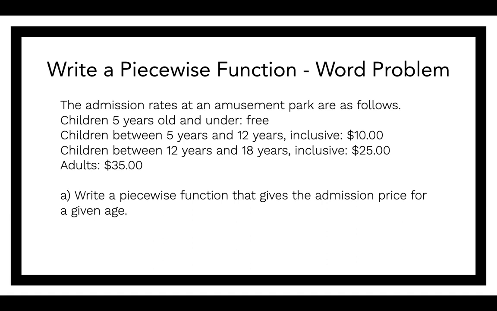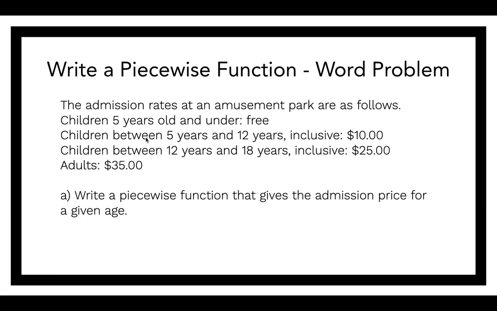So for the first one, it says children 5 years old and under are free. So that means anyone between the age of 0 and 5 is free. And when you're talking about age, you don't normally have to say a number like 0, but we don't have negative ages. So whenever you're talking about it in terms of the function, you do want to set that lower bound of 0, because it won't make sense in this context if you include those negative values.